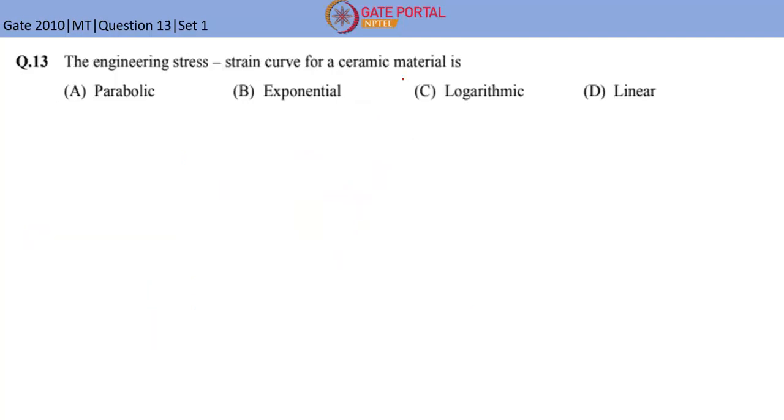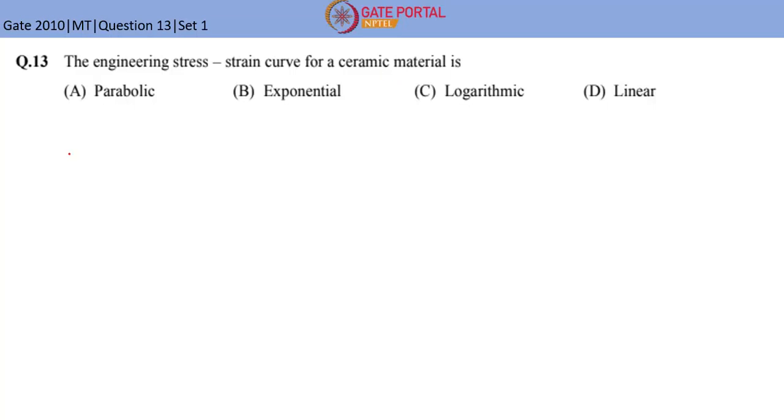Now we will move to the next question. This is question number 13, GATE Metallurgical Engineering 2010 question paper. The engineering stress strain curve for a ceramic material is: option A is parabolic, option B is exponential, option C is logarithmic, and option D is linear.